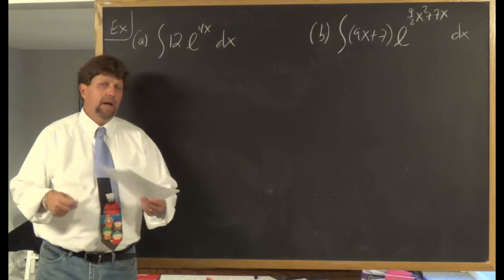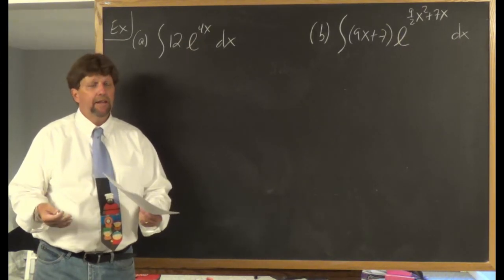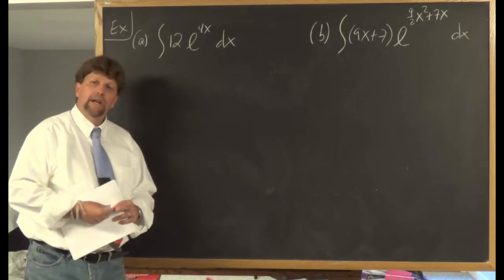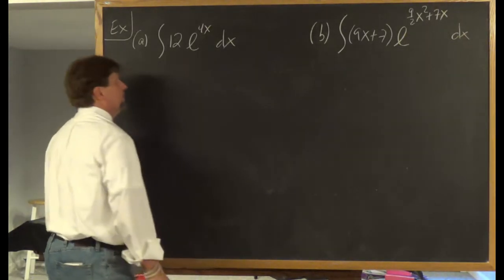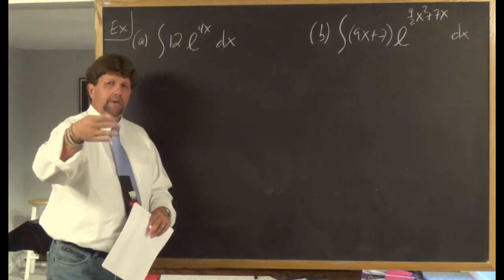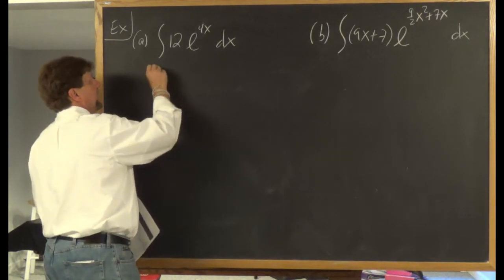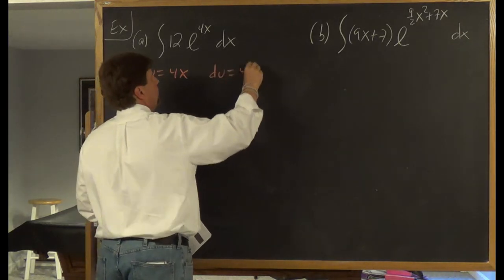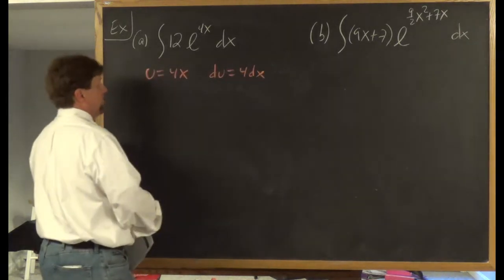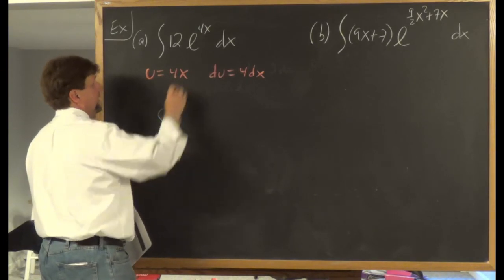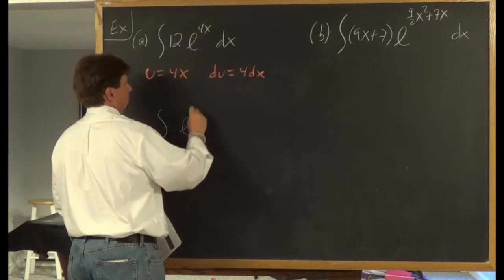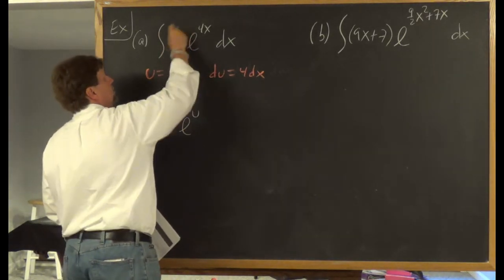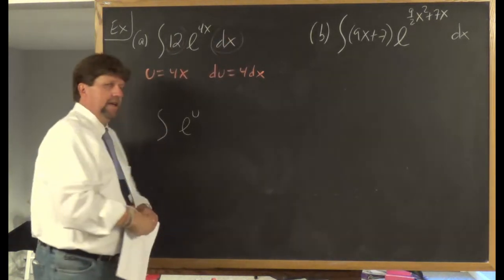All right, here we go, this example. As promised, we have something more exciting happening in the exponent now, not just an x, but there's some other junk happening there. We're going to need a u substitution. So look at part A. I'm going to follow my guidelines. I'm going to let u equal that stuff I see in the exponent. So I let u equal 4x, then du is 4 dx. So when I substitute in, I have e to the u. Notice I still have the 12 dx to take care of.